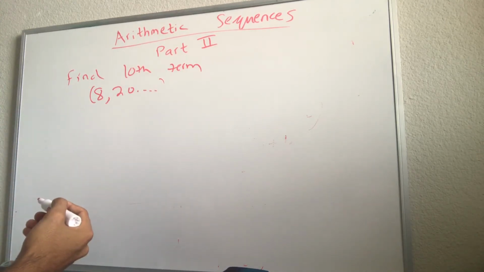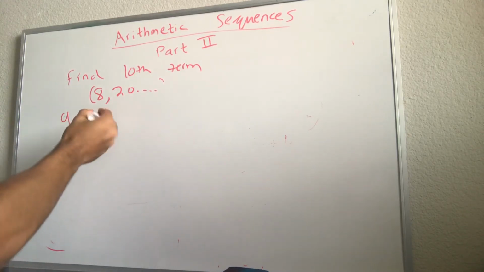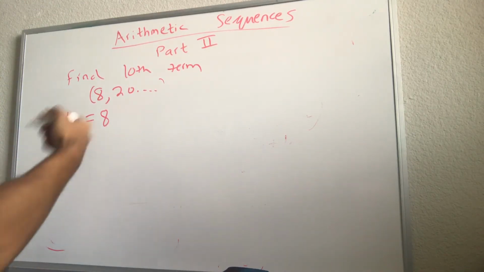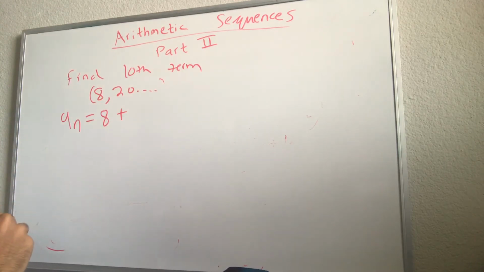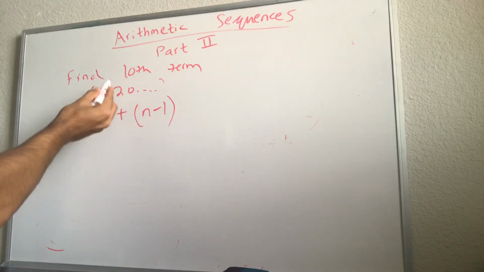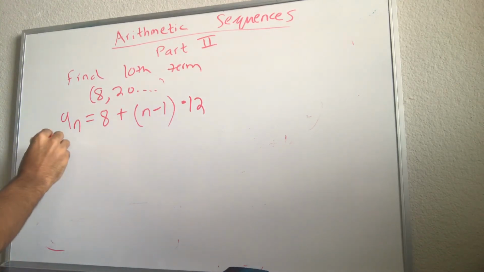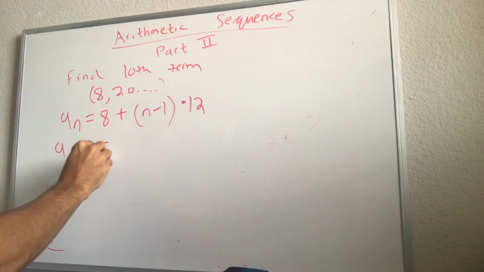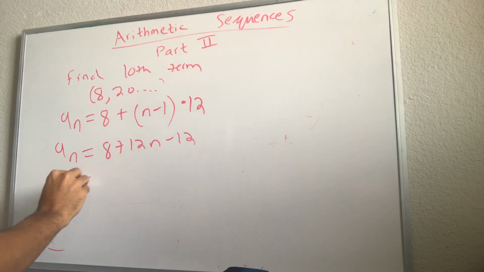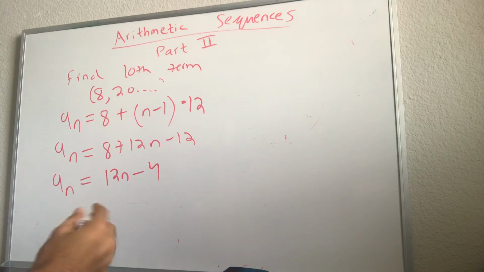And really, again, for this example here, we know what the first term is. So we're really going to say an is equal to a1, which in this case is 8. So a1 here is 8, and then we do 8 plus n minus 1 times the common difference, and we know that because the difference between 8 and 20 is 12. Now we can further simplify this. So an is equal to 8 plus 12n minus 12. Simplifying this further, we get an is equal to 12n minus 4.